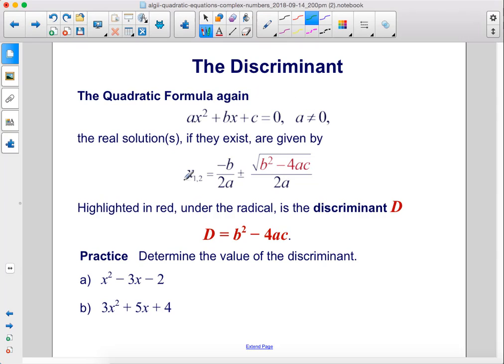Given the quadratic formula again, highlighted in red under the radical here is the discriminant D. D equals b squared minus 4ac. Practice. Determine the value of the discriminant.